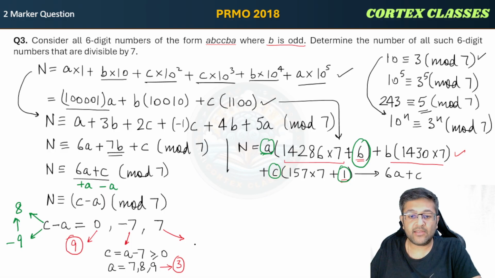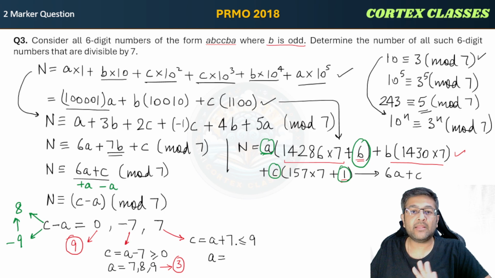C minus A is 7, so we can write C is equal to A plus 7, right? And since we know this has to be less than equal to 9, what values of A can we put? Look, the values of A that I can put so that the sum is less than equal to 9. So the minimum value 0 we cannot put. Keep this thing in mind. This is where chances of mistakes are. The whole question will go wrong here, right? So be careful here, pay attention in such places.